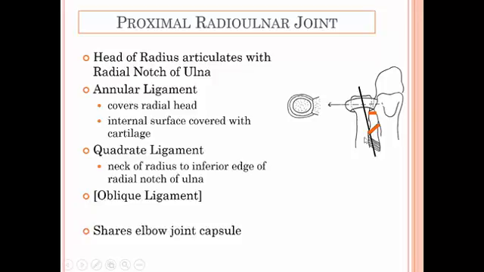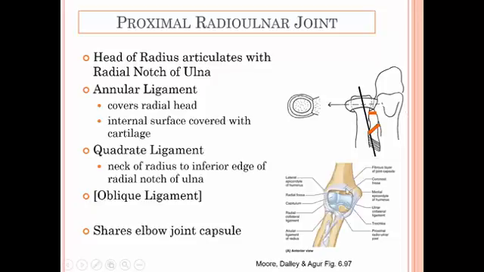And again, if you remember back in the elbow joint film clip, you'll notice that the proximal radioulnar joint also shares a joint capsule with the elbow joint. And here, looking at the joint capsule again, it is encasing our proximal radioulnar joint.